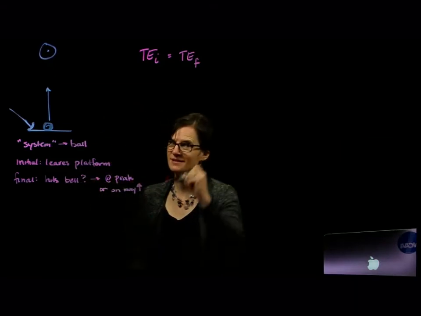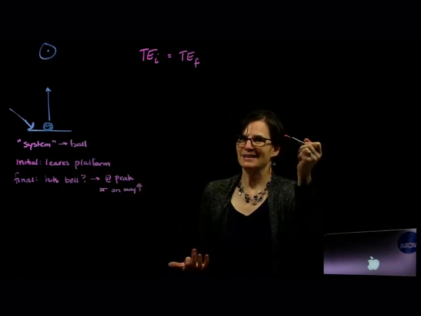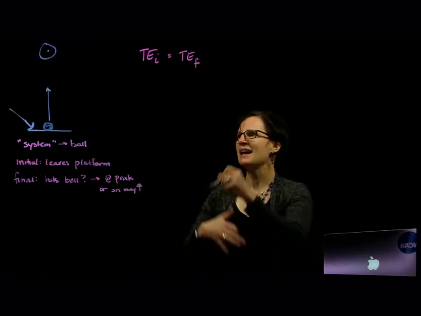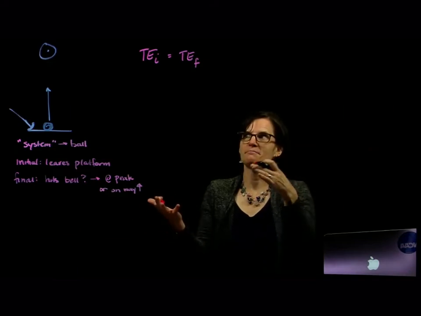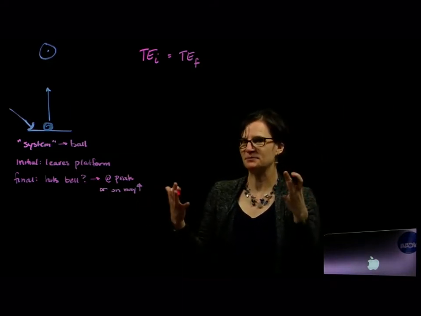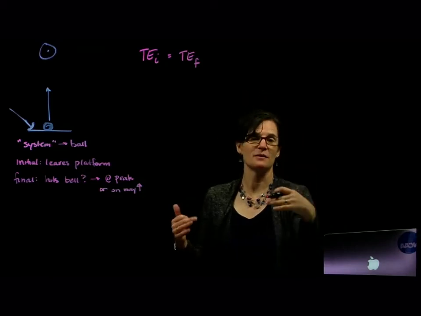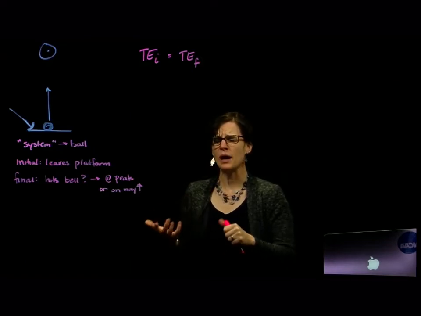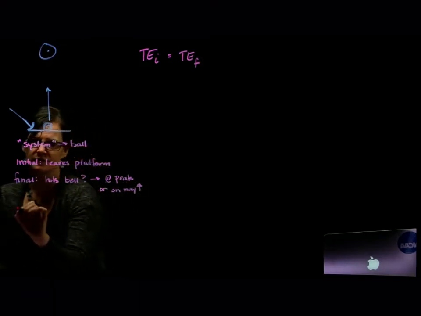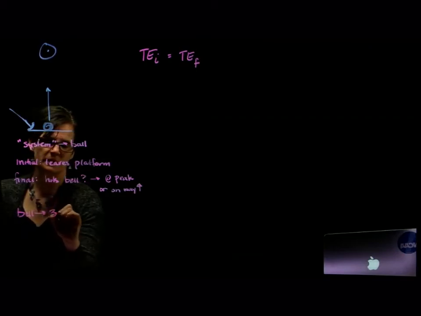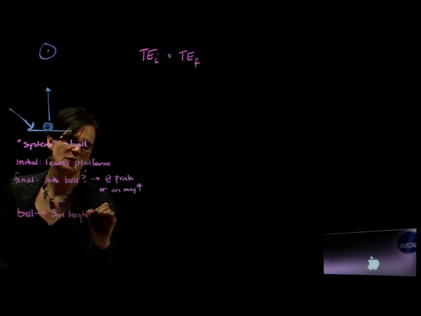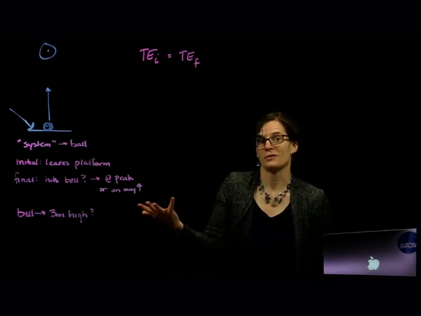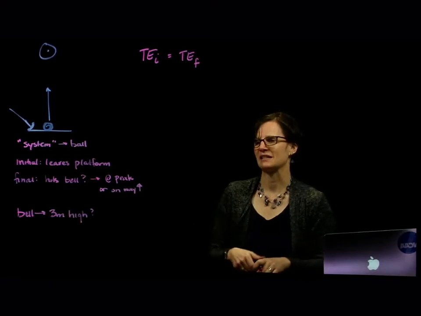If it doesn't get to the bell, doesn't get to its peak, it's not going to hit the bell. If it's going fast enough to get to the bell, it'll hit the bell, and if it just hits the bell, it'll be at the peak. So that's that final condition at the level of the bell. We know that the bell is 3 meters high. So the question really being asked is, how high does the ball go? And is it more than 3 meters or less than 3 meters, given its initial condition?